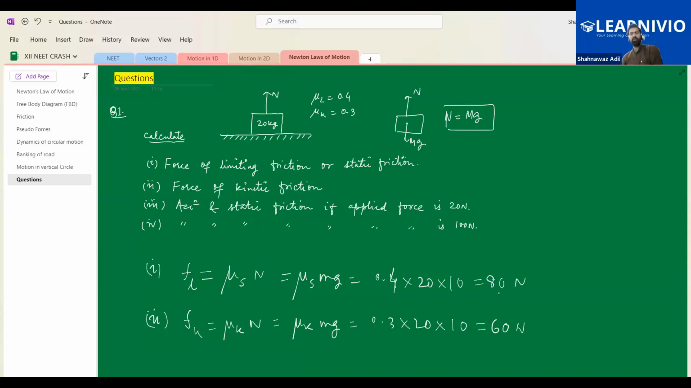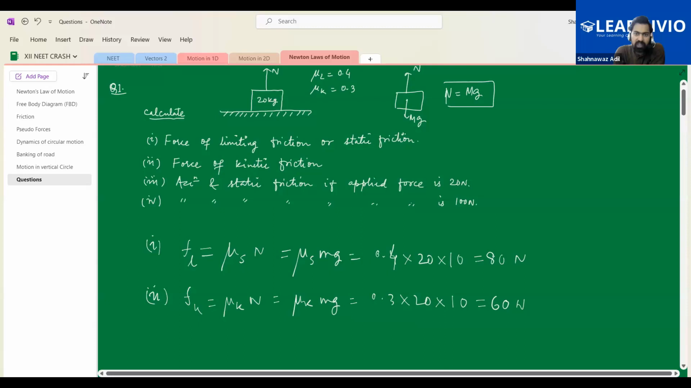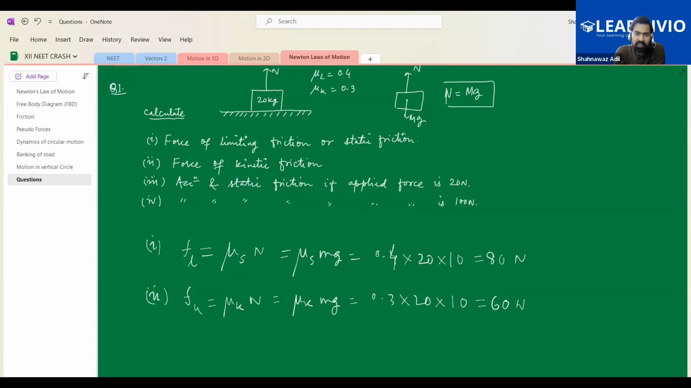So we can see which one was greater. Now we want to find out the acceleration and static friction if the applied force is 20 Newton. So please find out what is the static friction if the applied force is 20 Newton. Please find this one out. What is the static friction and what is the acceleration?